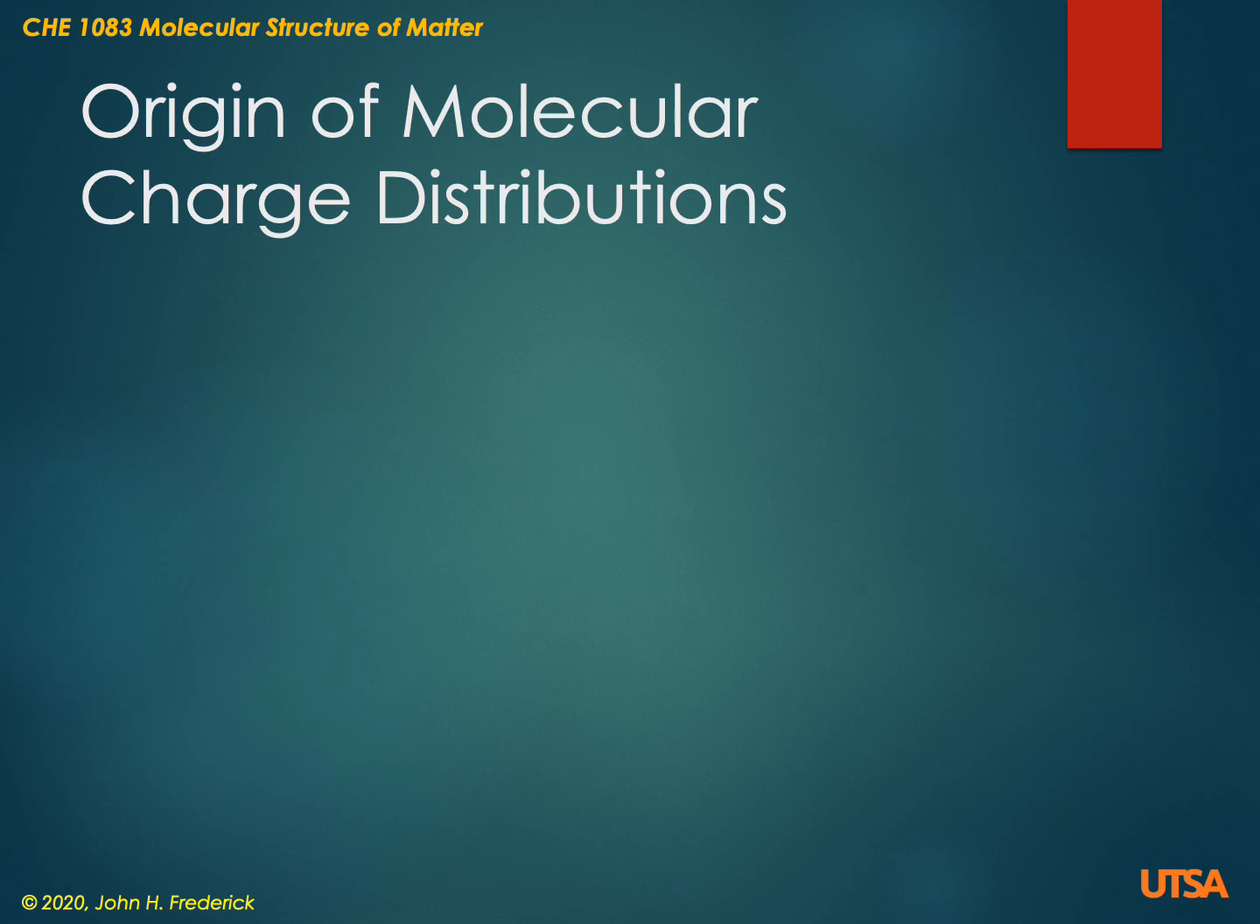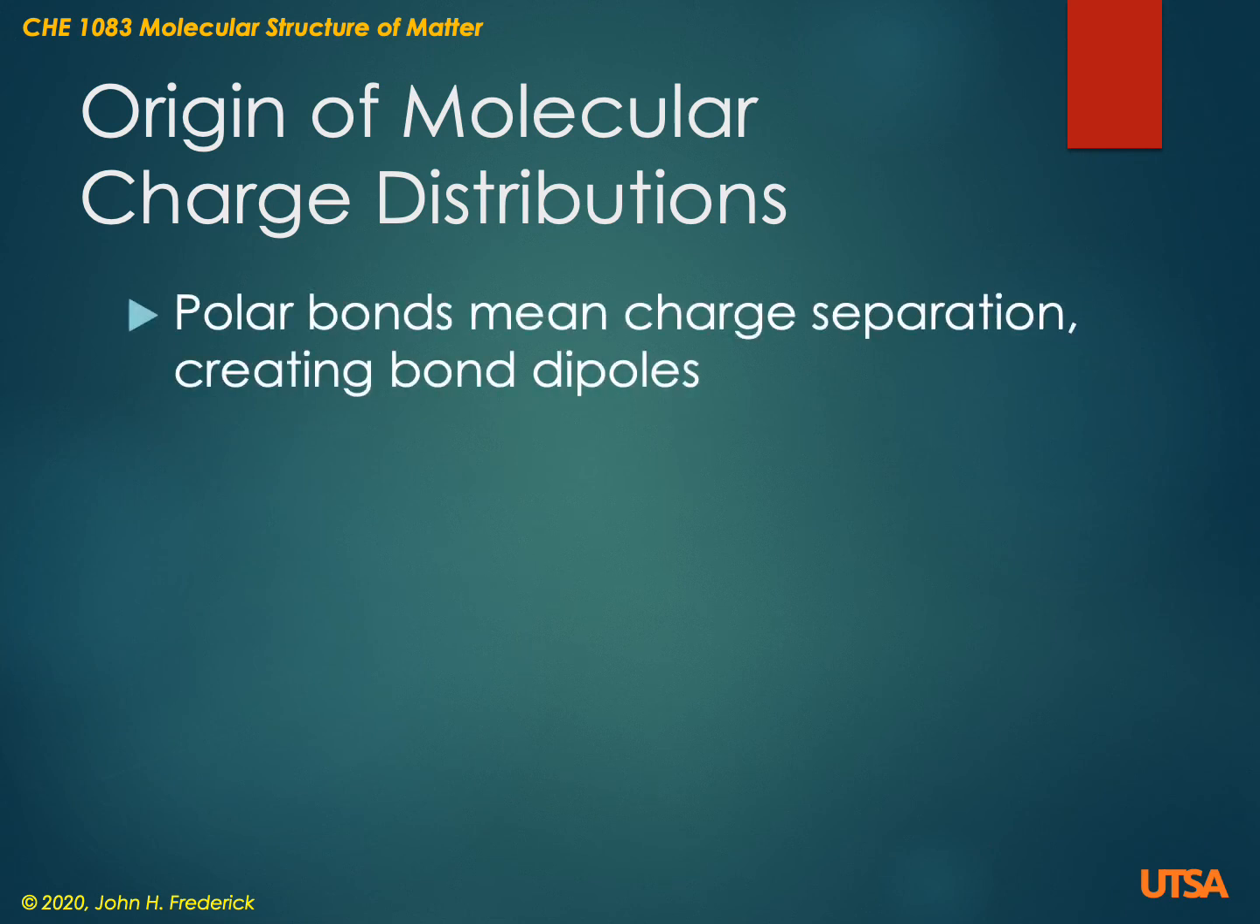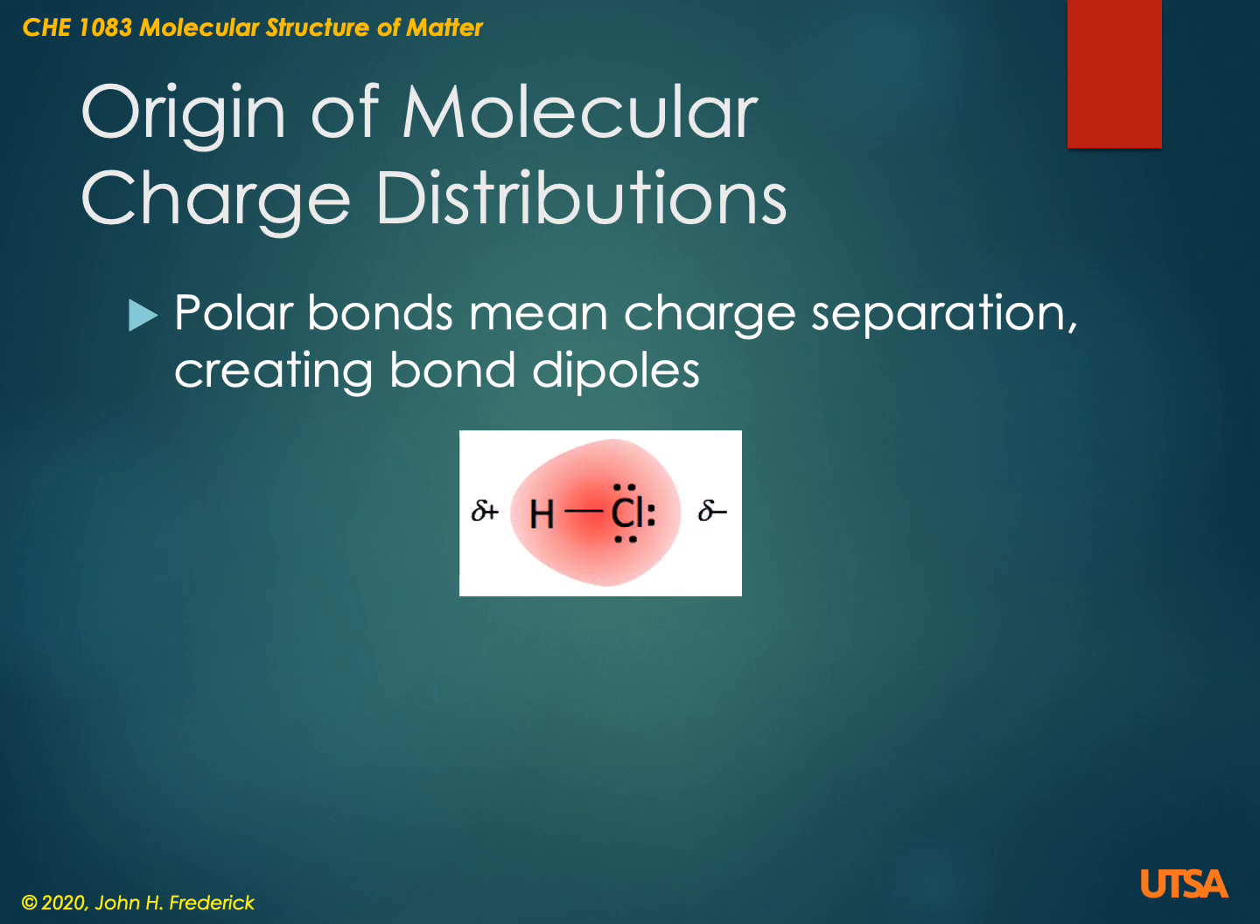So what is the origin of these charge distributions? Polar bonds basically indicate that the electrons are shifted toward one side or another in a bond, which creates partial charges on the atom. So remember when we looked at hydrogen chloride, there's a partial positive charge on the hydrogen end and a partial negative charge on the chlorine end.